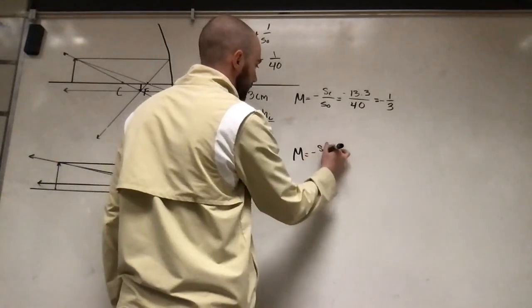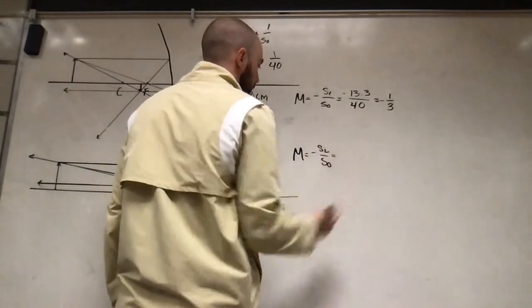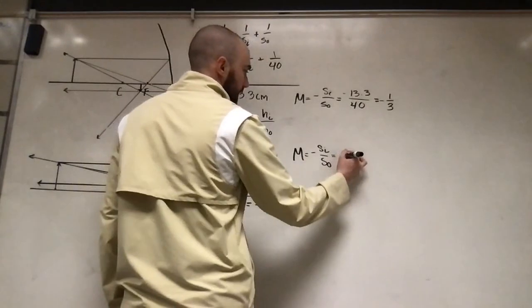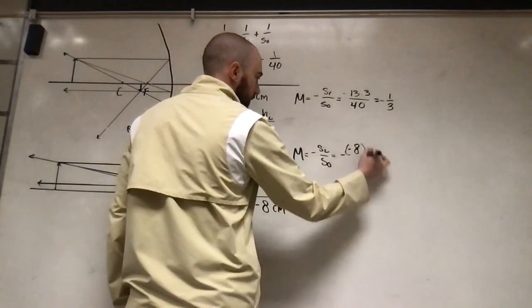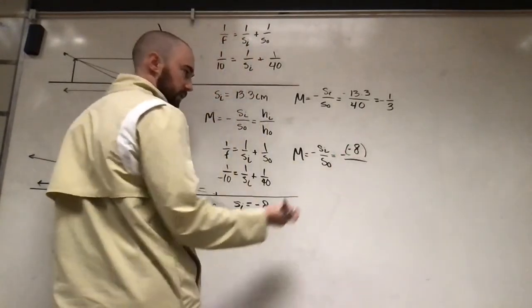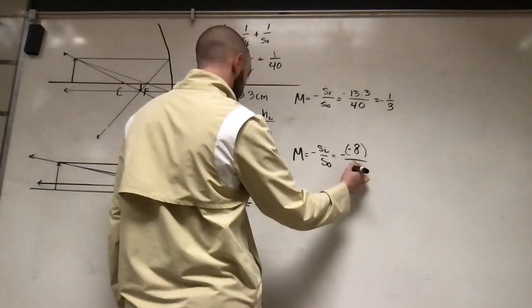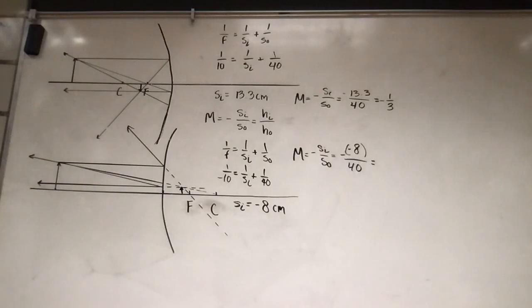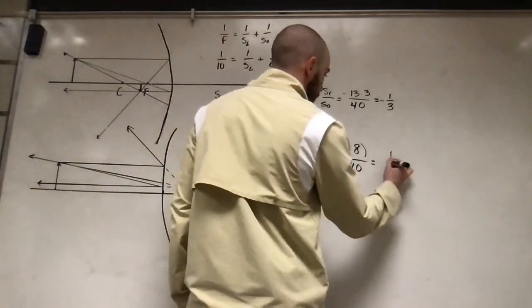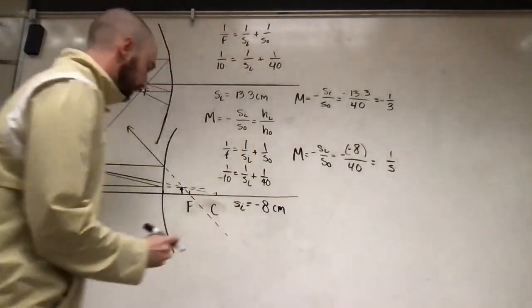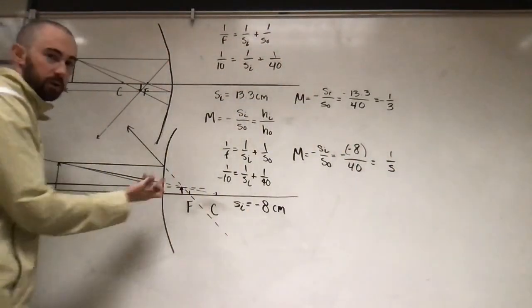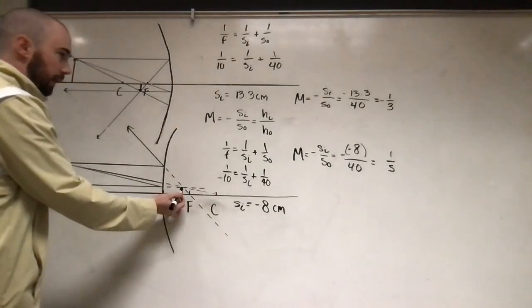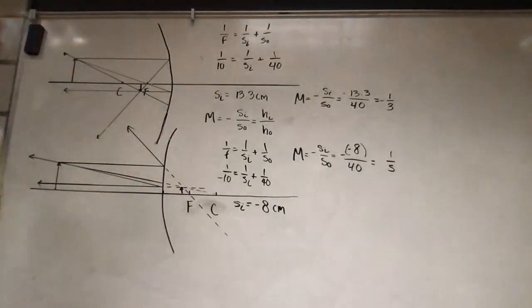Magnification equals minus SI over SO. My image distance is -8, so that's -8. We should end up with something positive that tells us it's upright. SO is 40 again. So when I plug that in, 8 over 40, I get 0.2, so 1/5. Positive 1/5. So what it should be is about 2 centimeters high. What do you know? That looks about 2 centimeters. And it's upright because I get a positive number. And that's all you need to know to do these.